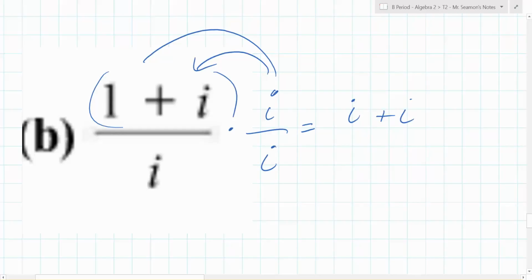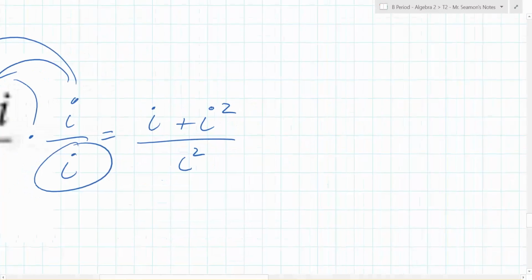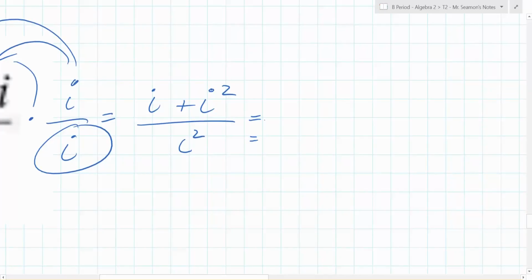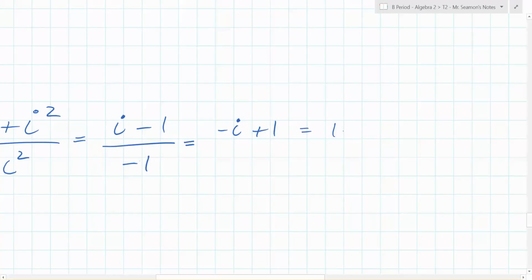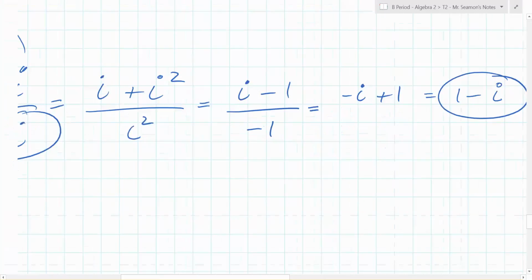i plus i squared over i squared. i times i is? What is i squared? So what do you get on top? i minus 1 over negative 1. And you could write that as negative i plus 1. You multiply by the negative. So if you reverse the order, what does this become? 1 minus i. Are there lots of ways to simplify these? Yes, there's lots of ways.